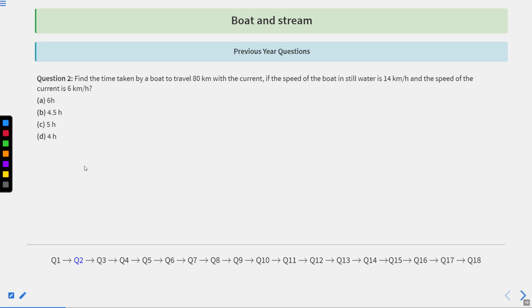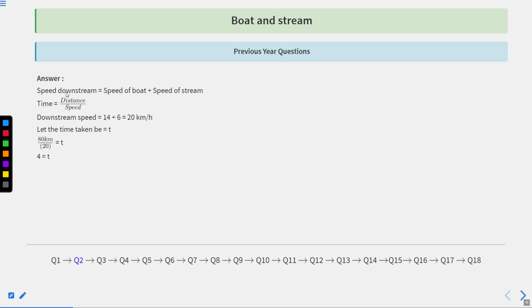Now, moving on to problem number 2. Find the time taken by the boat to travel 80 kilometers with the current if the speed of the boat in still water is 14 kilometers per hour and the speed of the current is 6 kilometers per hour.